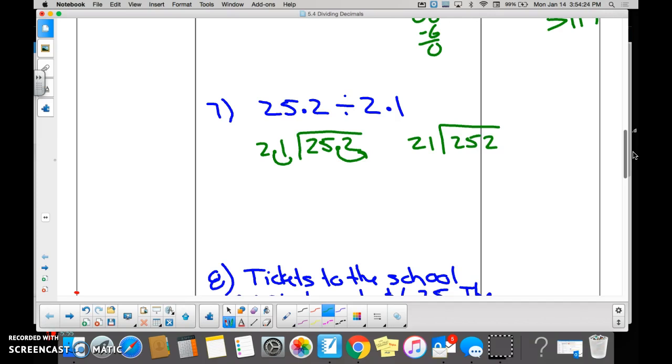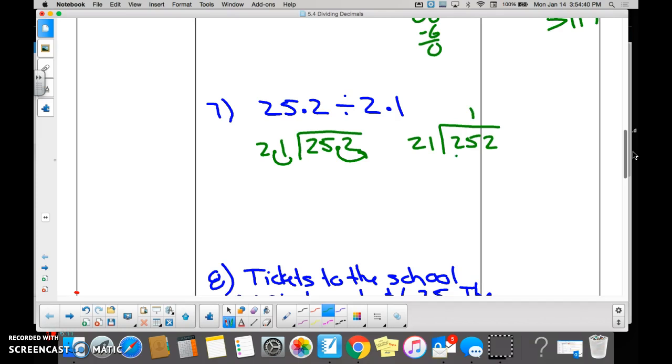Okay, long division then. A quick estimate though, 21 goes into 252. I know that 20 goes into 100 5 times. So 20 goes into 200 10 times. I'm going to say it's somewhere around 12, 13, 14. Again, just a quick estimate in my head.